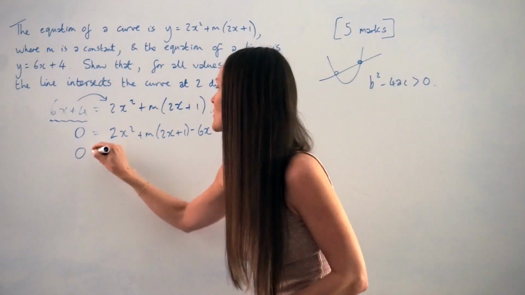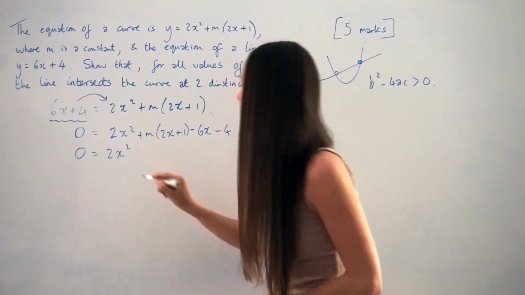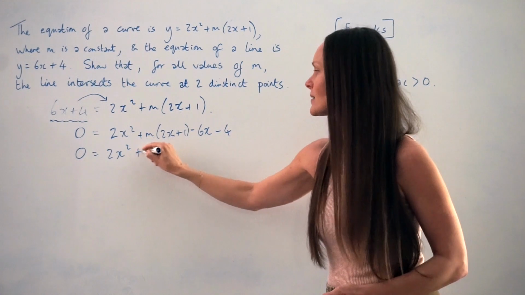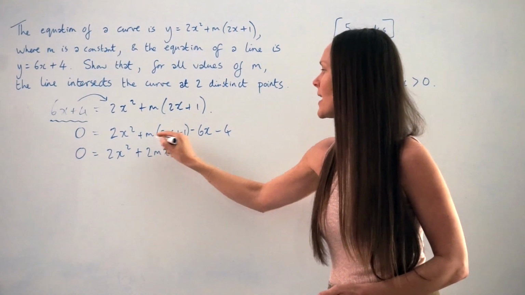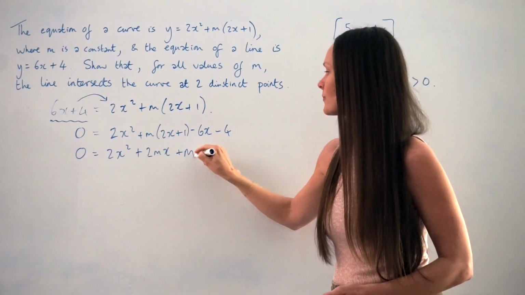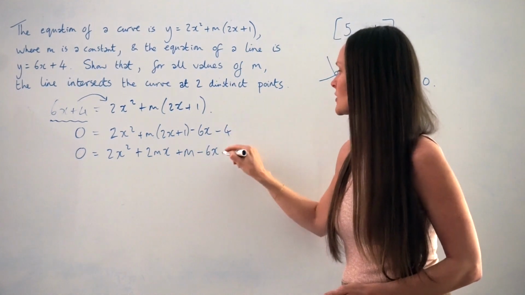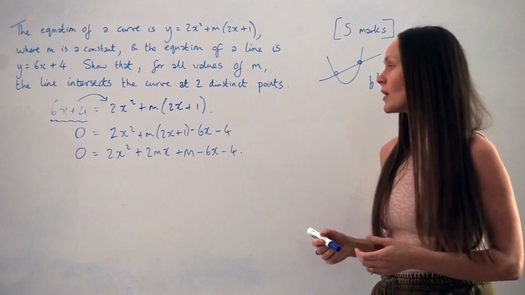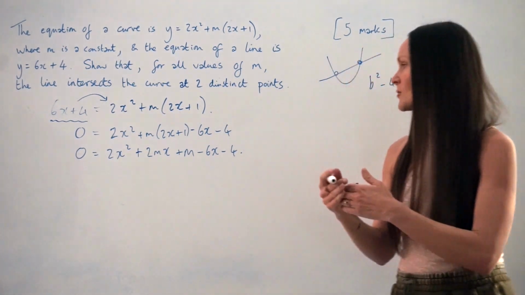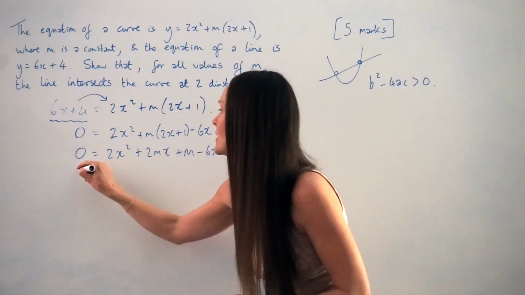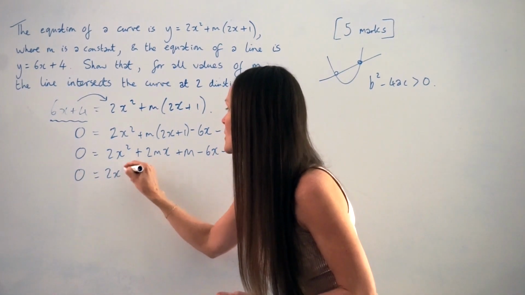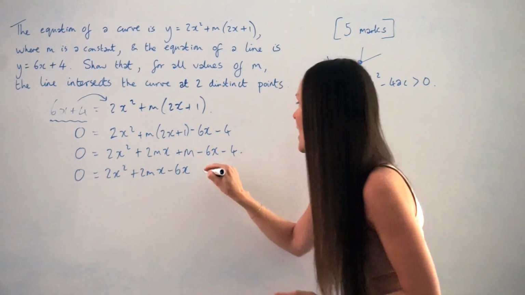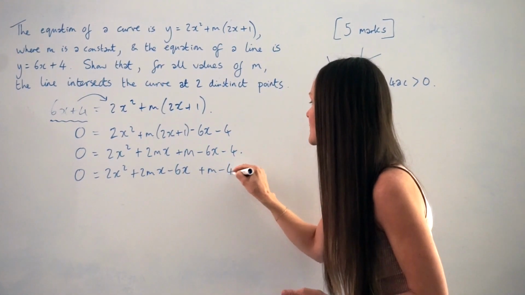Okay, next it would be a good idea to just expand these brackets and simplify if possible. So let's see what happens if we do that. If I expand these brackets here, m multiplied by 2x is 2mx, and m multiplied by 1 is m. And this part just stays the same for the moment. Okay, so I can't actually simplify, but what I'm going to do is group the x terms together and the constants, so just write them next to each other first. So I've got the 2mx minus 6x together and the m minus 4 at the end, okay?